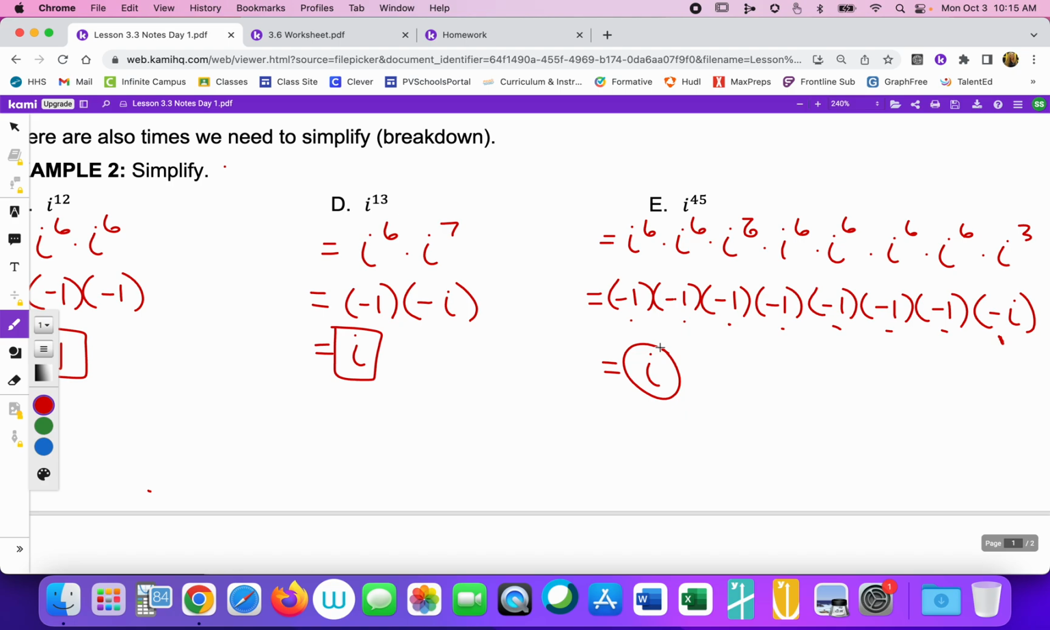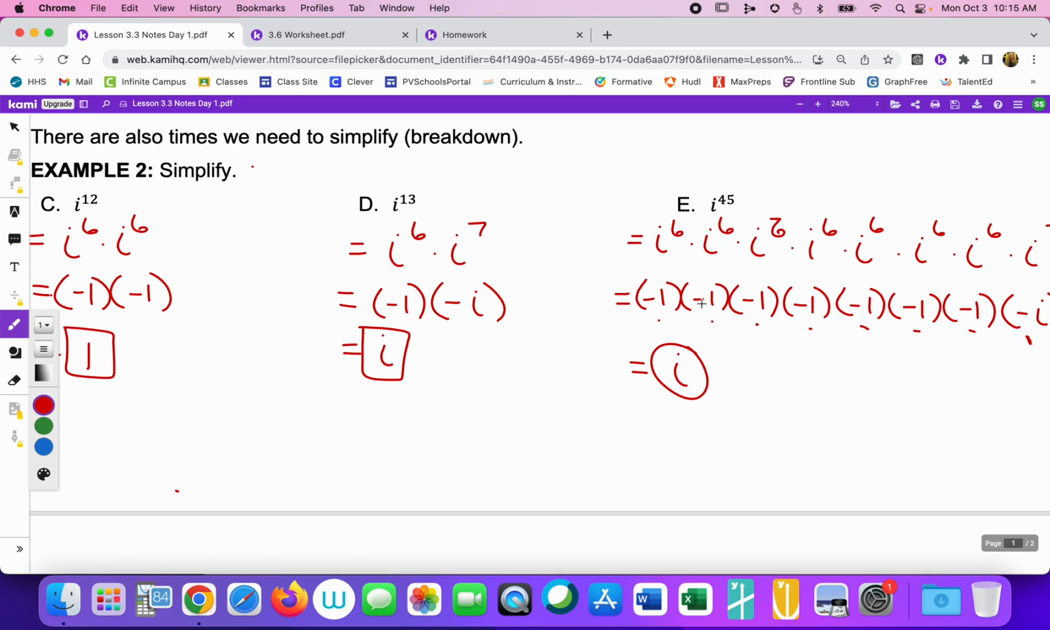Now, you may get i to the 200 something power. Technically, you could do it like this, but would it take a little bit? Okay. Now this is a shortcut to the chart up here. There's a shortcut to this. But I need you to understand where these were coming from first. So are there any questions before I show you that? Okay, so on the back.